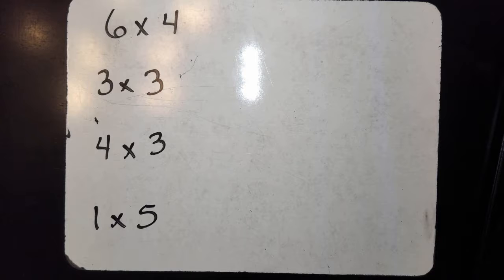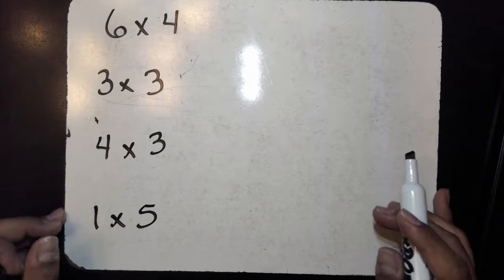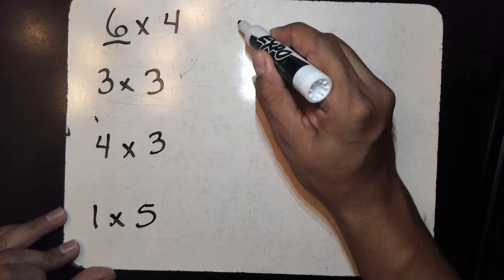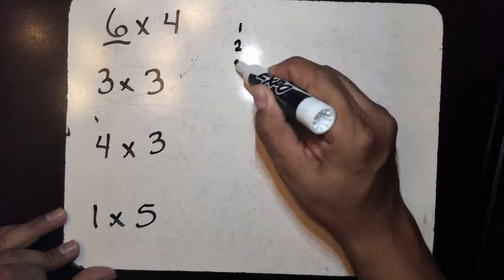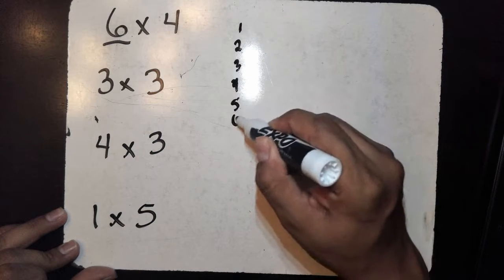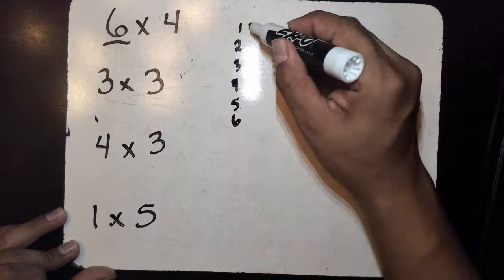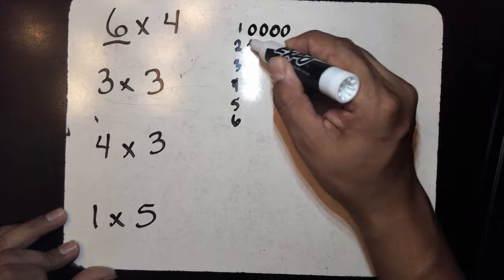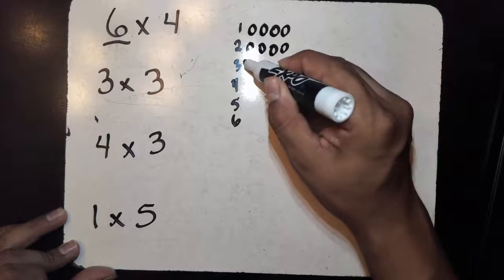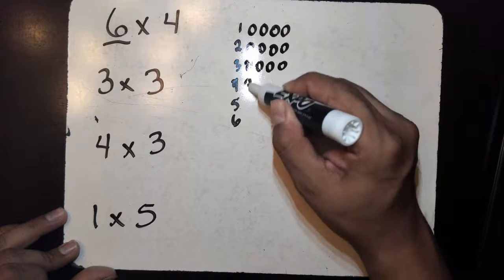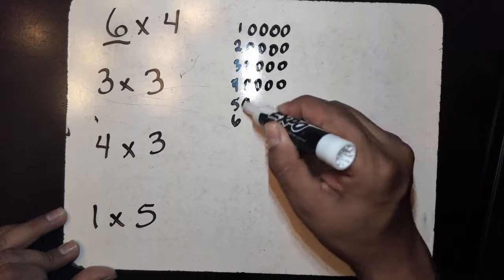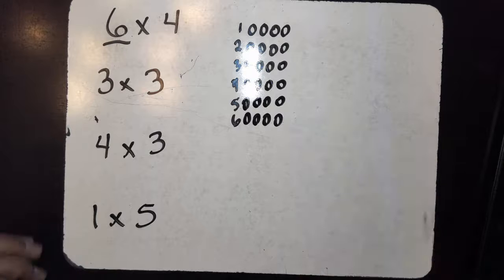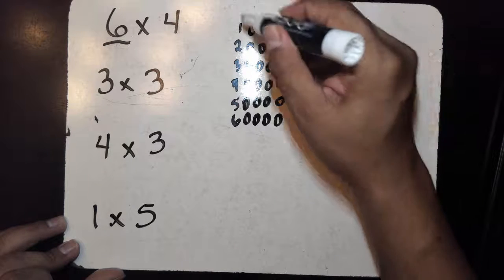So how do you get an array using a multiplication? Well, you look at the first number, 6 rows. So 1, 2, 3, 4, 5, 6. And there's supposed to be 4 in each. 1, 2, 3, 4, and so on for each row. And you end up with 6 by 4.